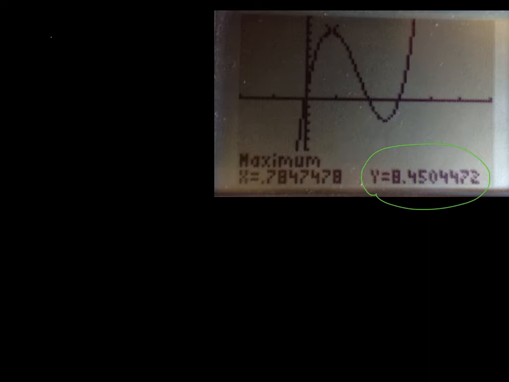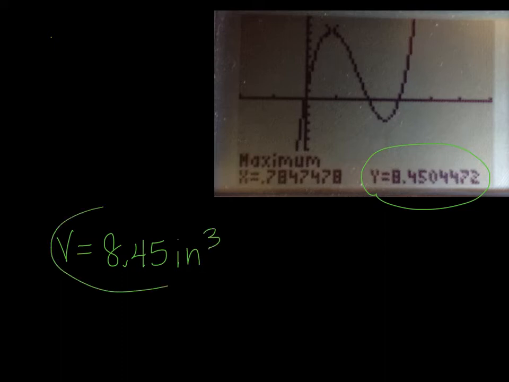Okay, so our maximum volume, because volume is the y value in our v of x equation from part A, we would then look at this, and we would say, now they said it had to be to the nearest hundredth, so that would be 8.45, and it is volume, so it's going to be cubic inches. Inches cubed.